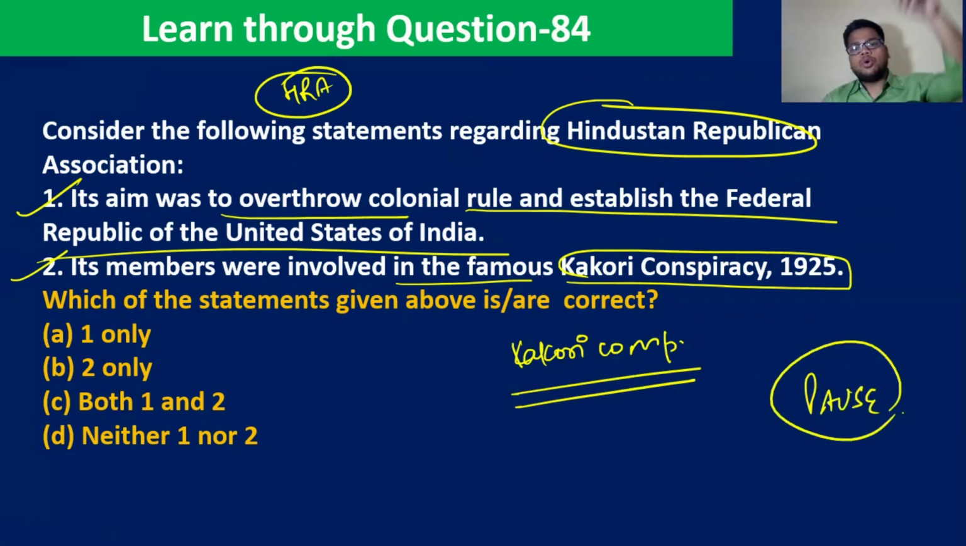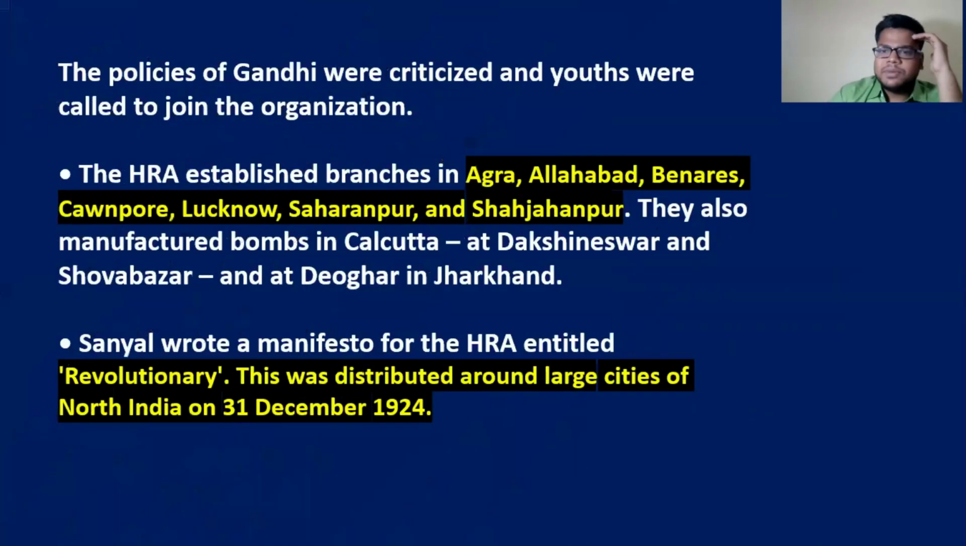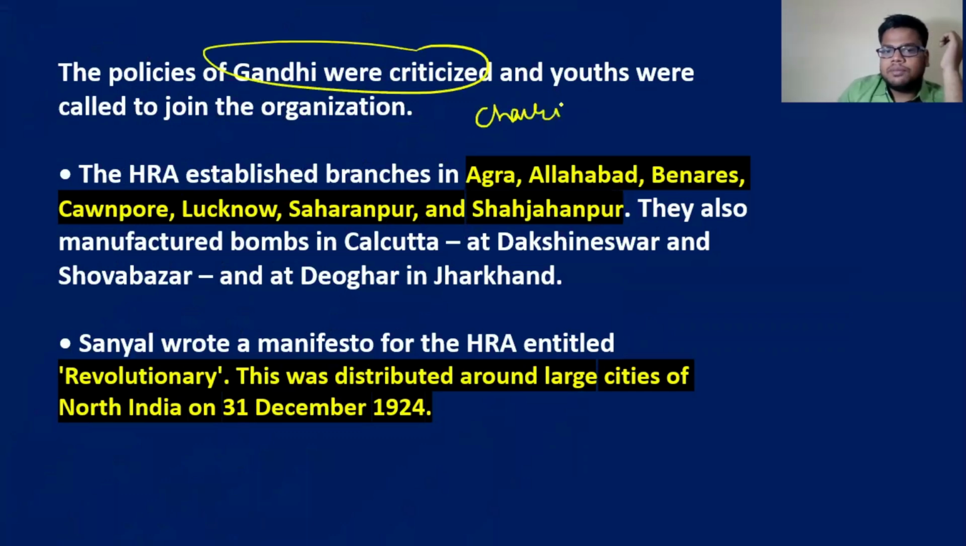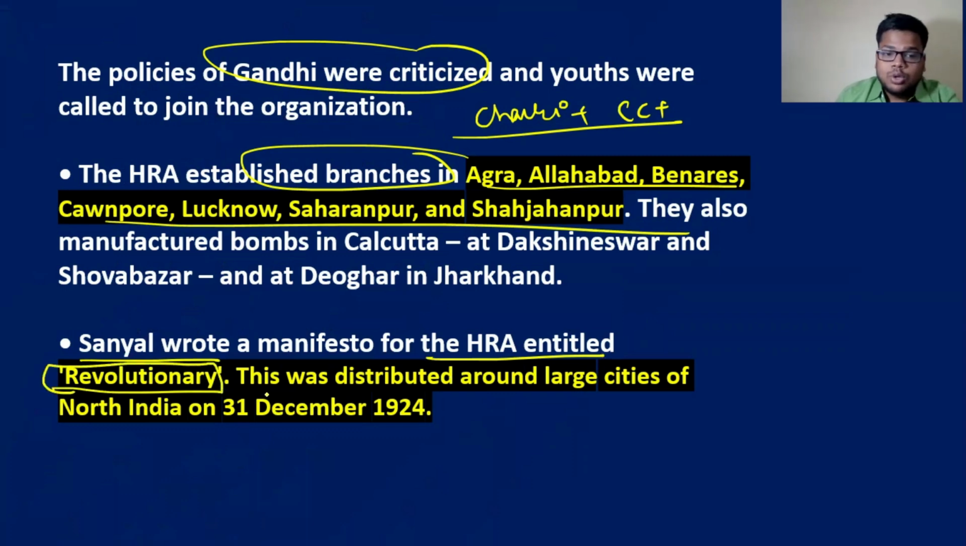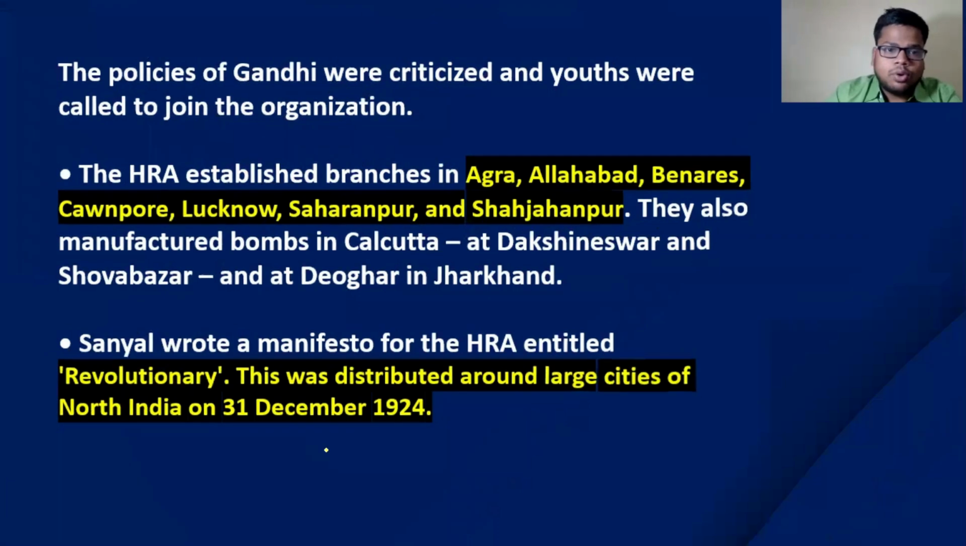HRA we have discussed, founded in Kanpur. We have seen the leaders as well in the last session only. Revolutionaries we talked about. So both the statements are right, right? The policies of Gandhi were criticized, especially after Chauri Chaura, and after that the constructive work and all this, we don't like that. So HRA established its branches in Agra, Allahabad and other places in UP. Sanyal wrote the manifesto for HRA titled The Revolutionary. It was distributed among the large cities of North India in 1924.